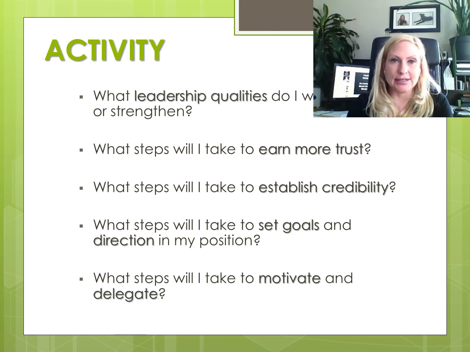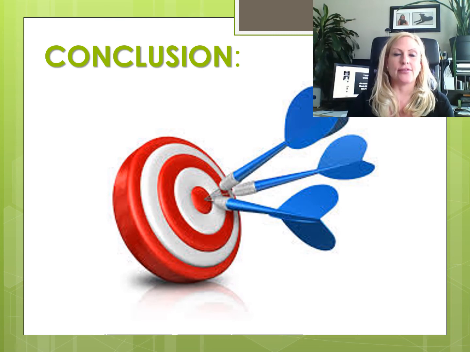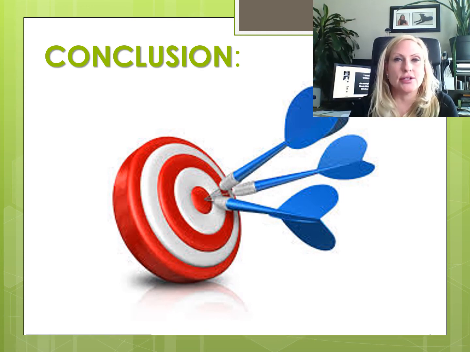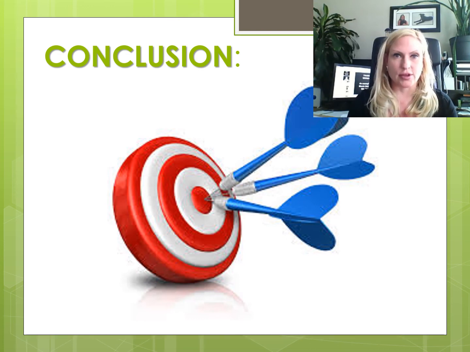I would give them an activity where I would have them think about different qualities they want to work on, steps they need to take, steps to earn trust, steps to build credibility, different goals, and different ways to motivate and delegate. Then from there, I would summarize that action plan through a picture and then move on to the conclusion. And in the conclusion, this would be the conclusion of the entire workshop and letting them know how you appreciate them working through all the different things.